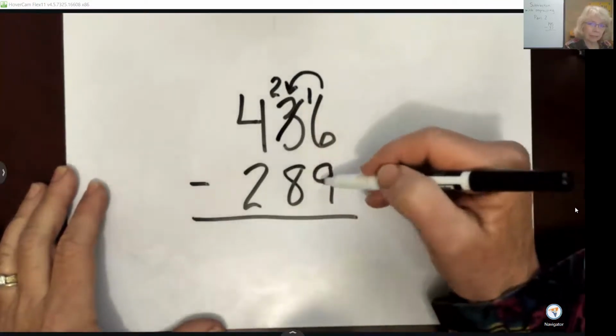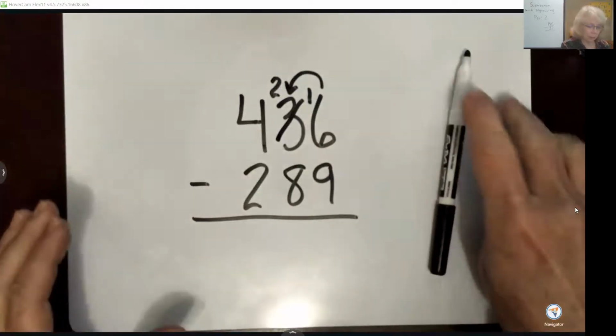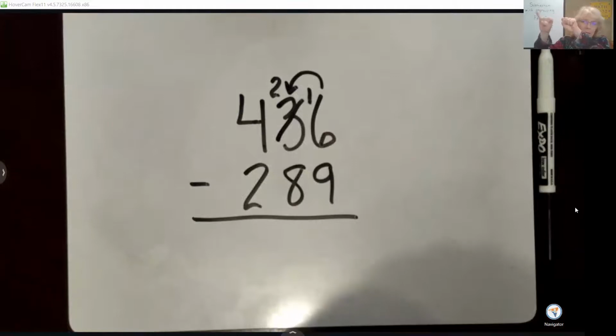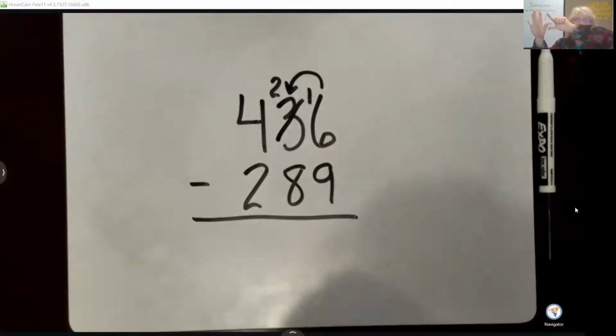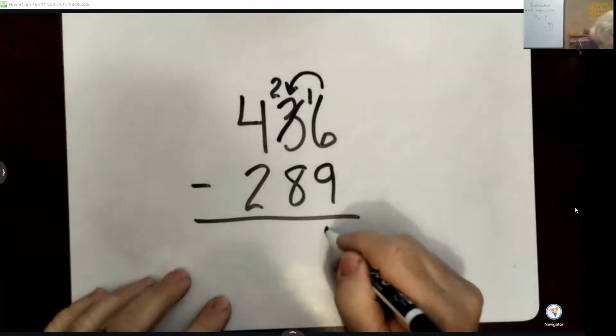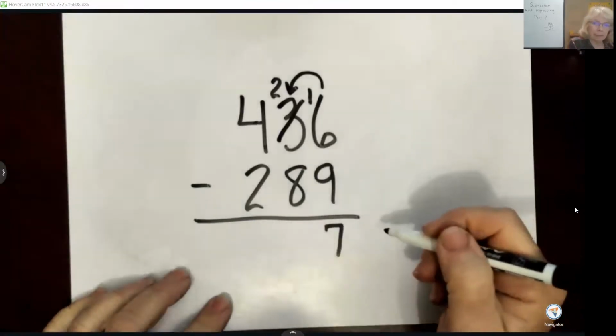Now we have 16, take away 9. So we're going to use our fingers again. 9, fingers stay closed. 10, 11, 12, 13, 14, 15, 16. How many fingers am I holding up? That's right, 7. We put down my 7.